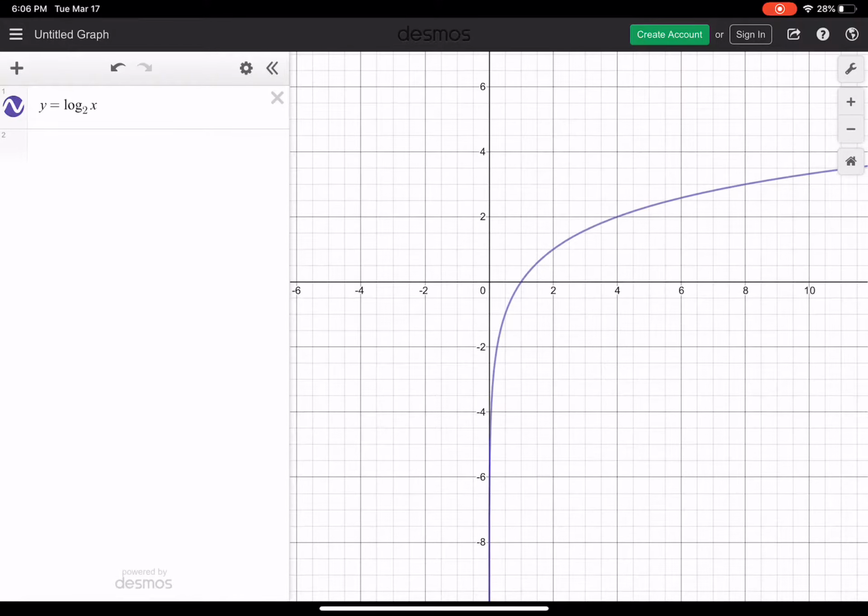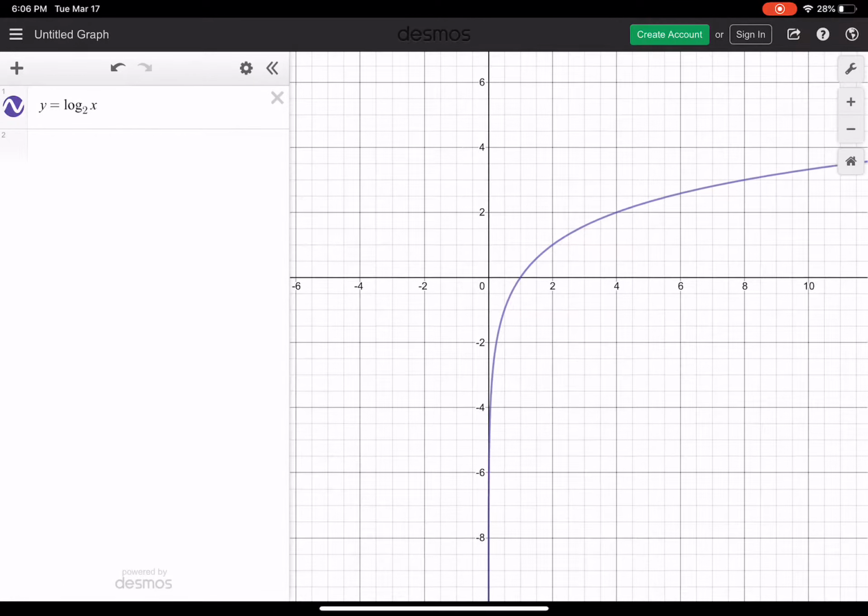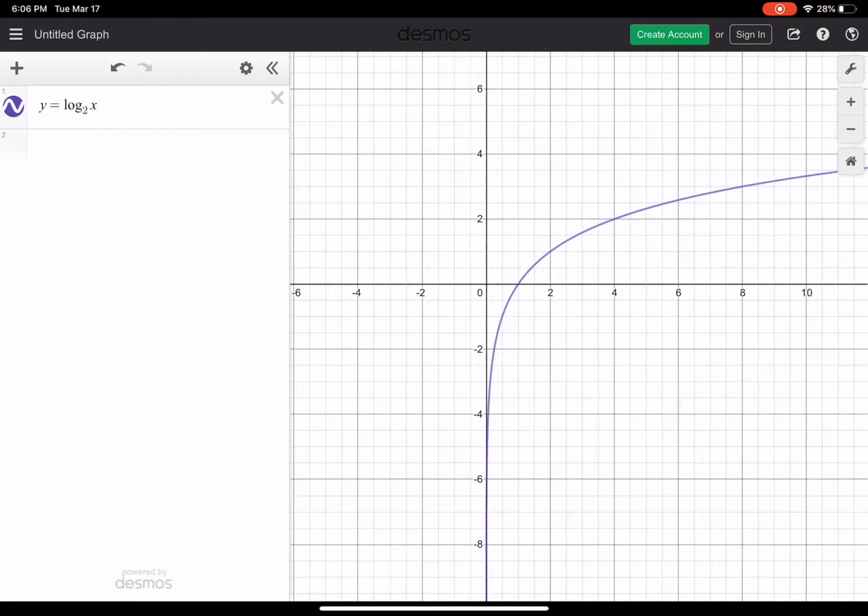So first one says the graph has no x-intercept. Well, if I look at the graph of that function, it crosses the x-axis at about x equals 1. Not about x equals 1, really where x equals 1. So it's not true that there's not an x-intercept. There is one at 1, 0.